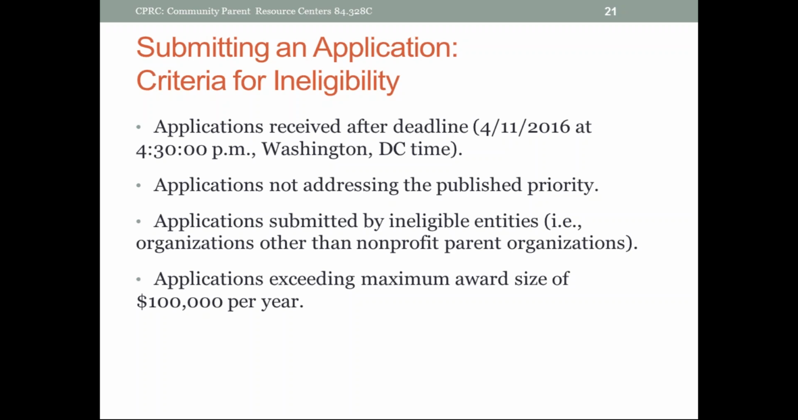also not be read. Applications that are submitted by ineligible entities, that is organizations other than the local nonprofit parent organizations, will not be read. And again, if you exceed the maximum award size of $100,000 per year, it will not be read. That means you've done a lot of work, but there will be no reviewers to read it. You will not be in the pool of applications being reviewed and therefore eligible for being funded.